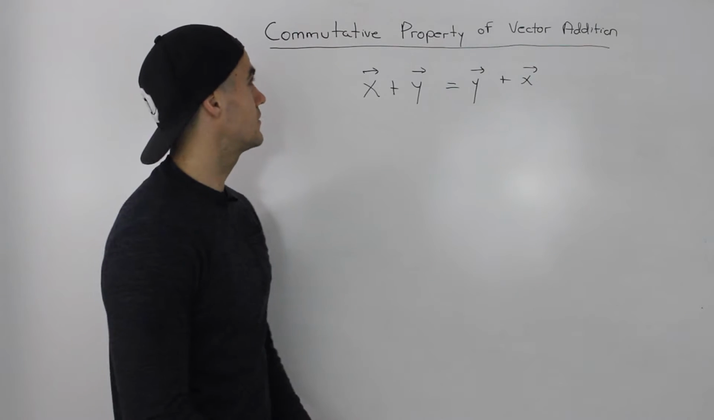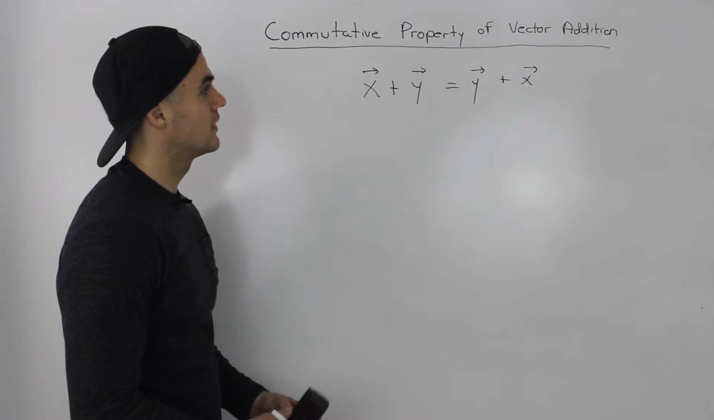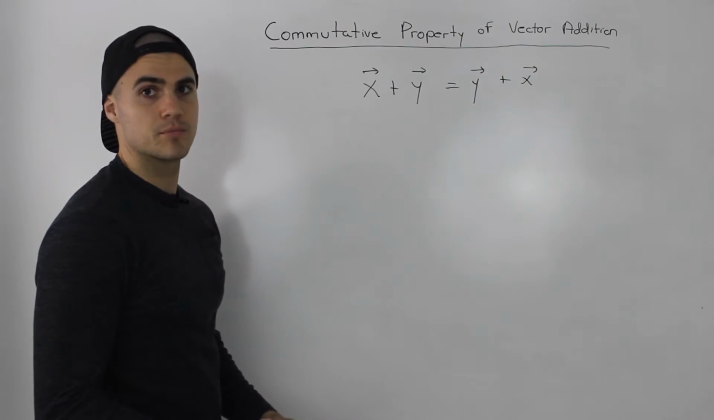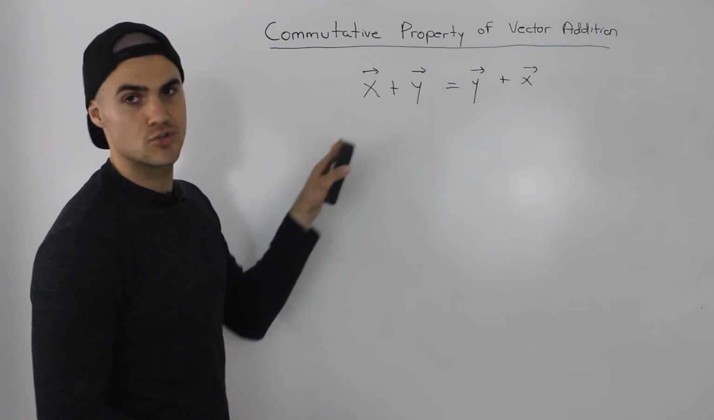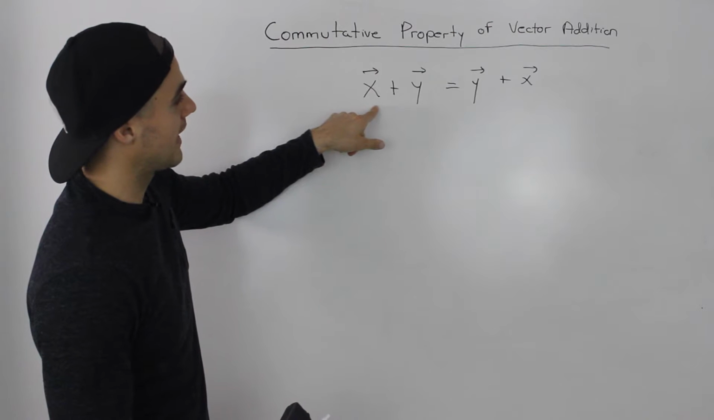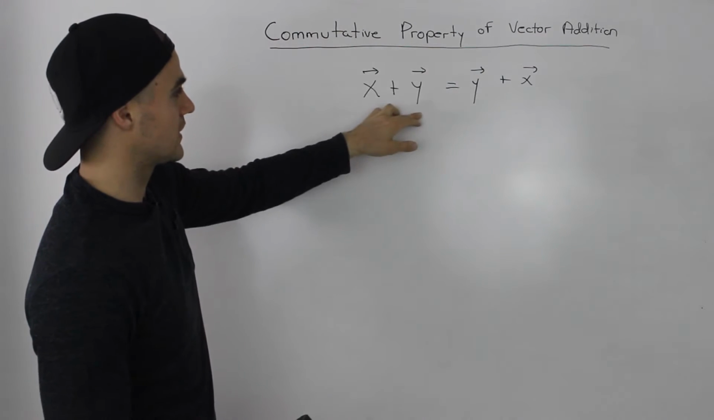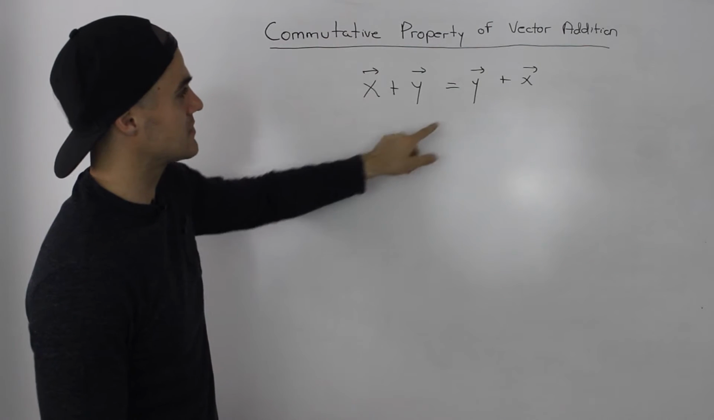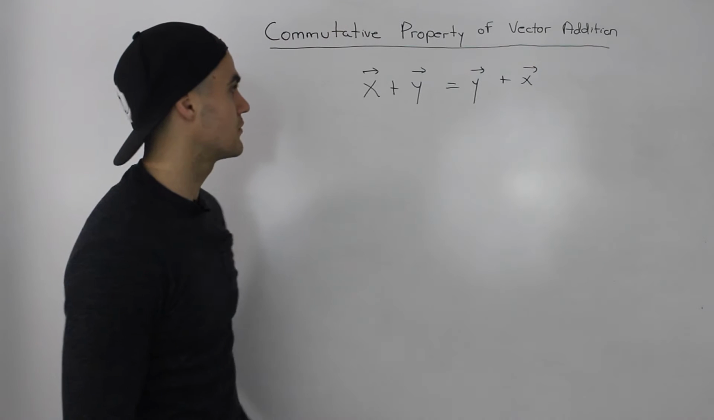Alright, what's up guys? So now let's talk about the commutative property of vector addition. And this property is very simple, and all it means is that the order in which you add vectors does not matter. So if I take vector x and to it I add vector y, the resultant vector that we would get from that addition would be the same as if we started with vector y and then added vector x on top of it.